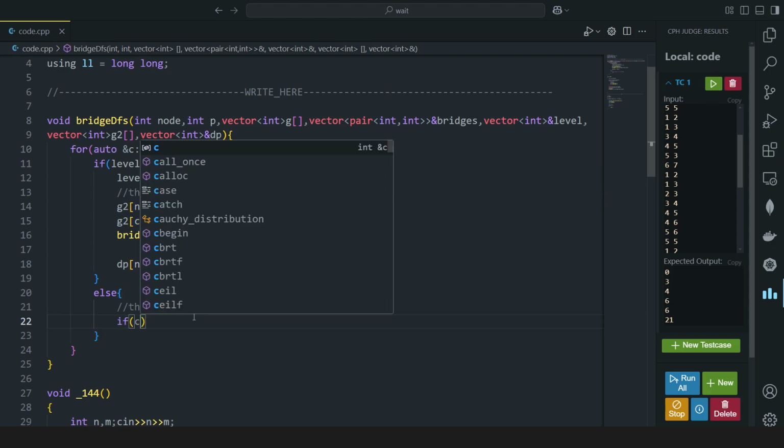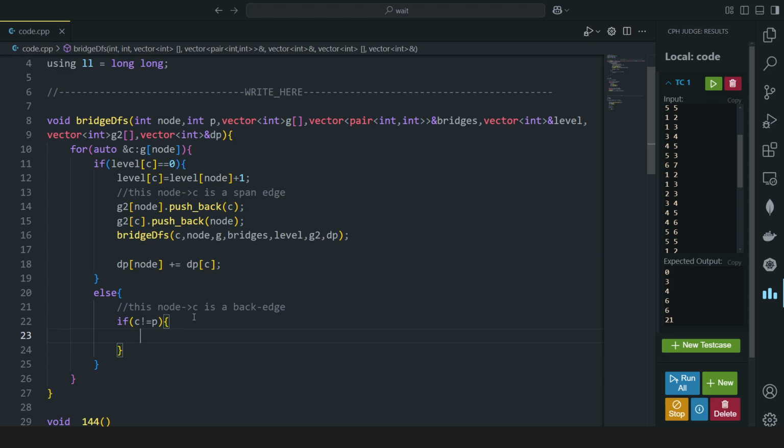Also don't forget to give this check, because otherwise the link between child and parent will also be considered as the back edge, which we don't want. So if the level of the child is less than the level of the node, it means that the back edge is going from below to upwards. So what it will do, it will contribute to the total number of DP value for the current node. So DP of this node plus plus.